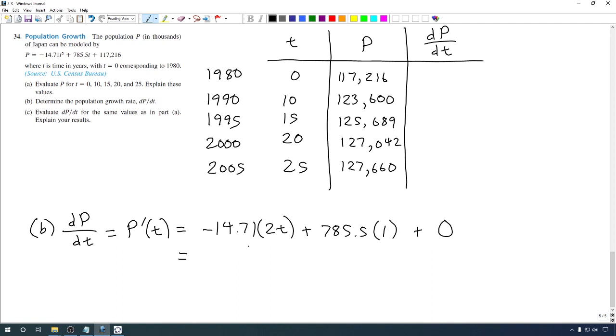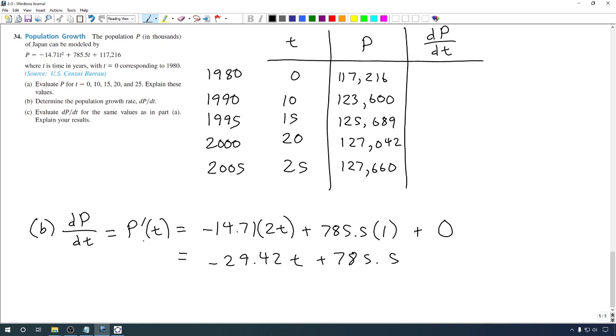And we can go ahead now and actually just expand this out. So we take the negative 14.71 times 2. We get a negative 29.42t. And then this is just being multiplied by 1, so we just leave it as a 785.5. That is our formula for the population growth rate.